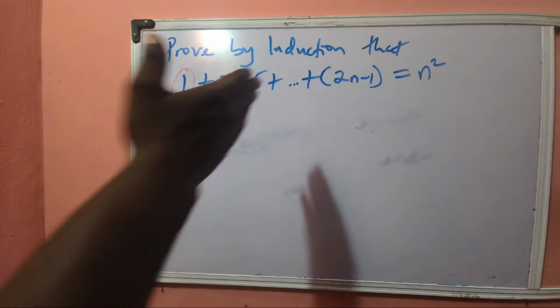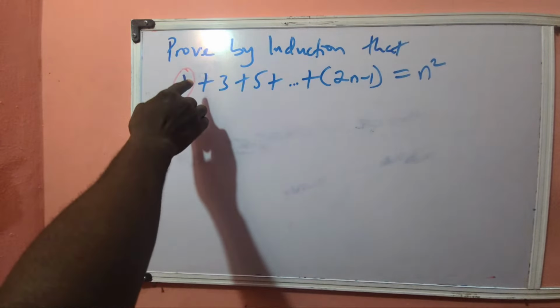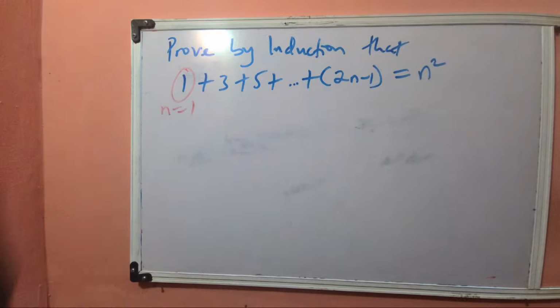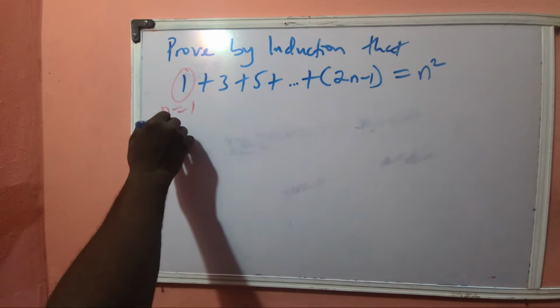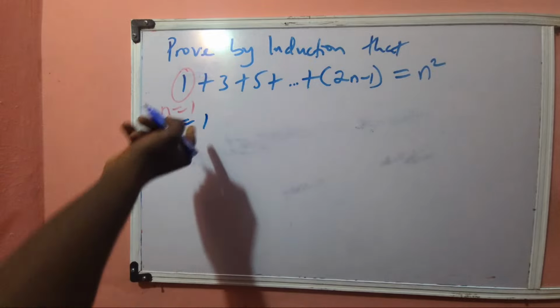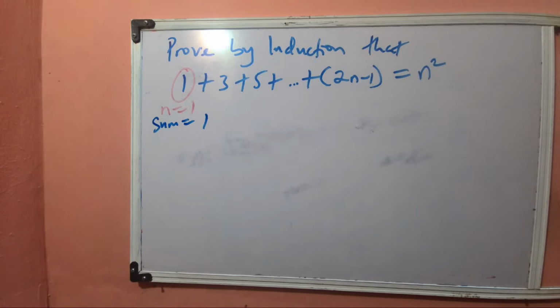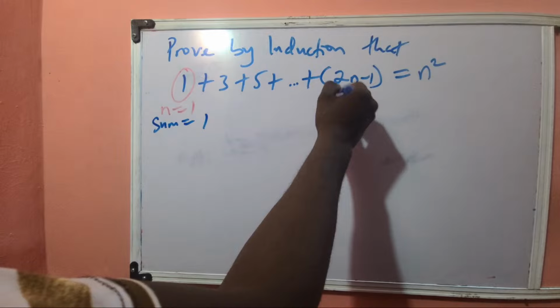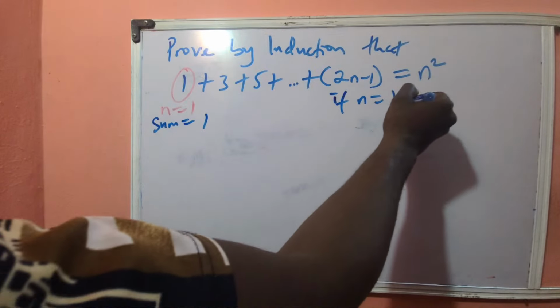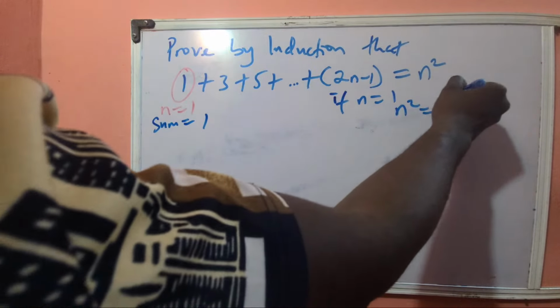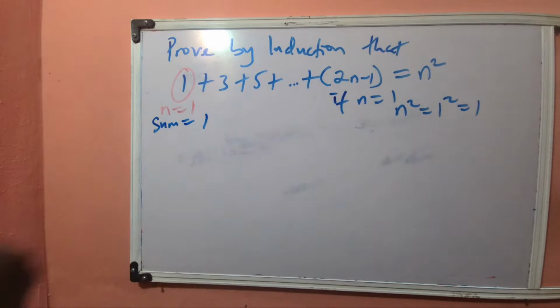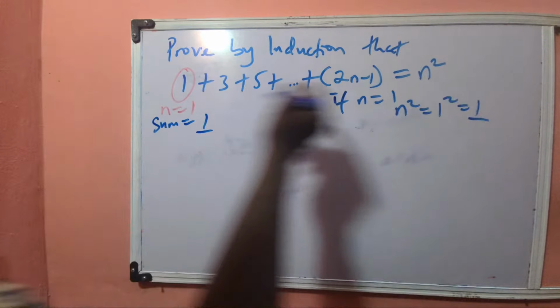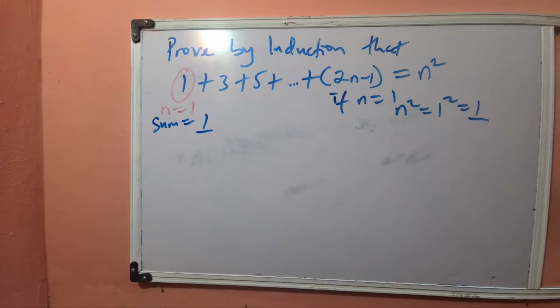So on this left-hand side, if I decide to do the addition of the very first term, I got my sum to be equal to 1 because 1 plus nothing is 1. Now, on the right-hand side, if I decide to put my n as 1 into this n squared, if n was 1, of course, n squared will be equal to 1 squared, which is 1. So obviously, this worked. When I was adding the first term, it gave me n squared.